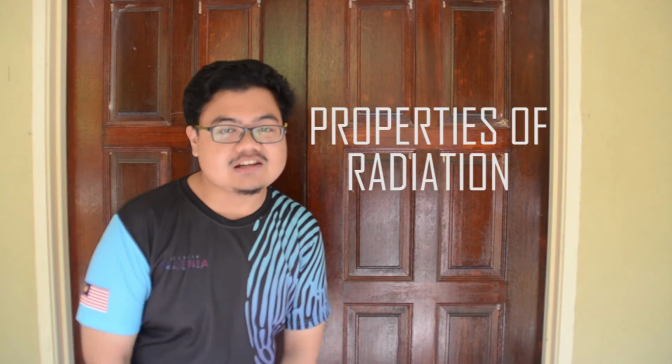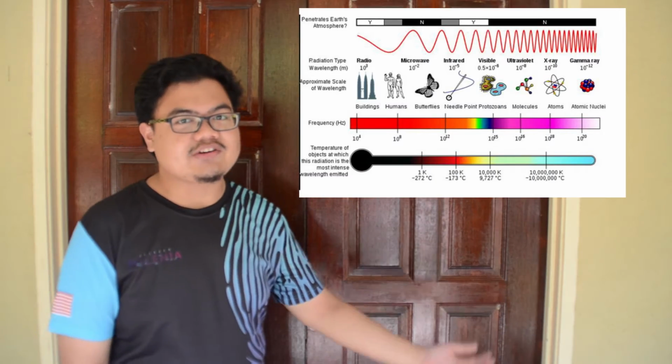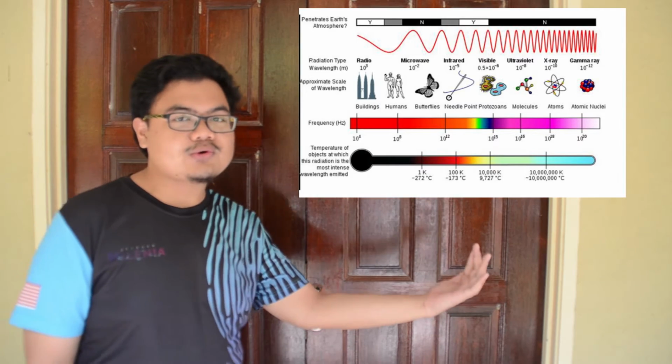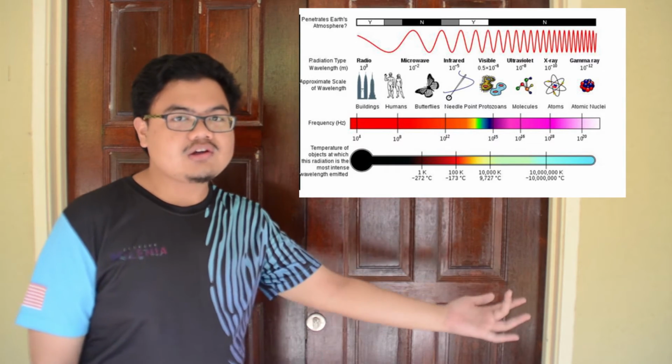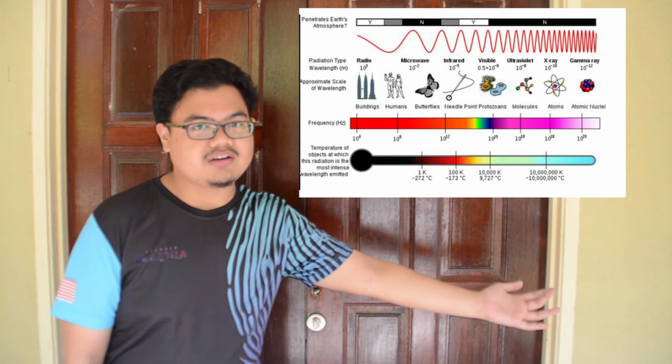Assalamualaikum warahmatullahi wabarakatuh. My name is Muhammad Nabil Haikal bin Rizwan, and now I will present to you the properties of radiation. But before we know the properties of radiation, we must know the types of radiation. There are many types of radiation. As you can see in the diagram, there are radio waves, microwaves, infrared, ultraviolet, visible, and gamma ray.